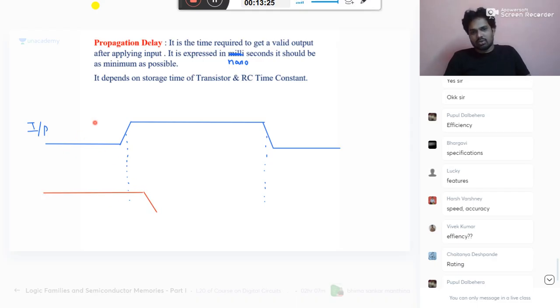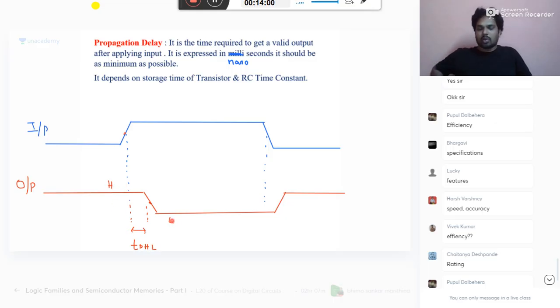Your input is changing from 0 to 1, output will change from where to where? 1 to 0. Similarly, when input changes from 1 to 0, because it is an inverter example I am taking, the output will change from 0 to 1. This is your output. So now you take this midpoint and this midpoint. Between them, some difference is there. This is what we call propagation delay when output is changing from high to low.